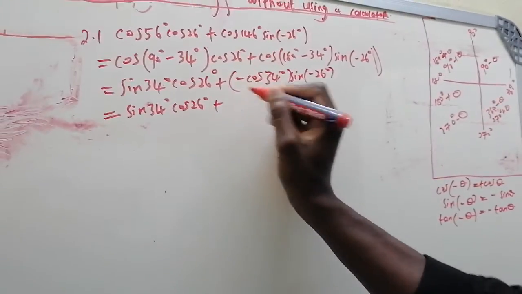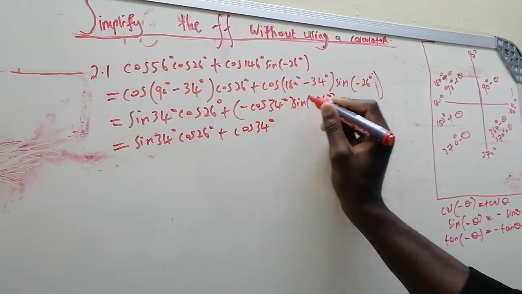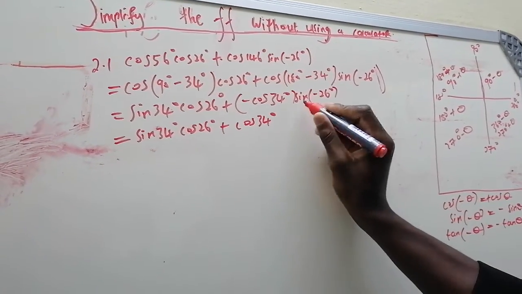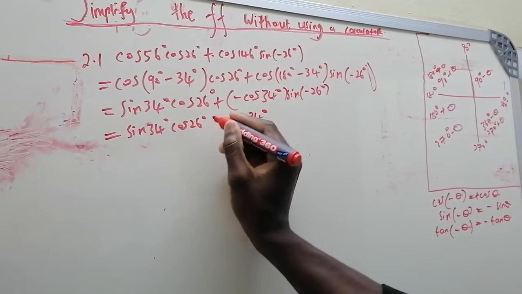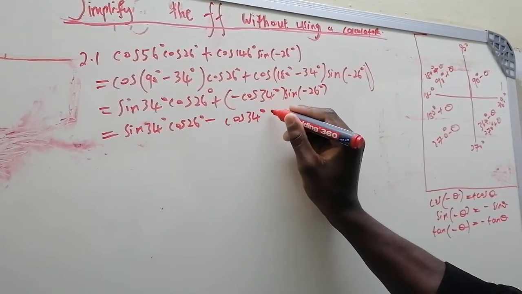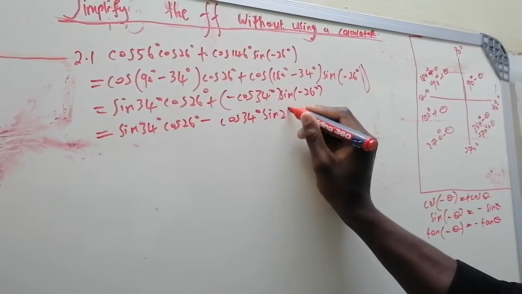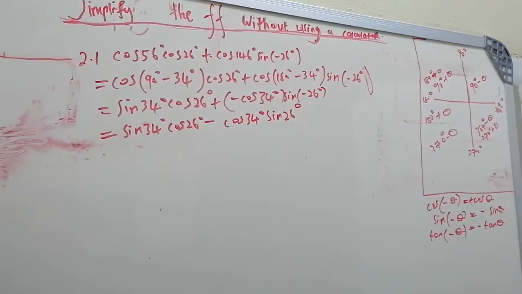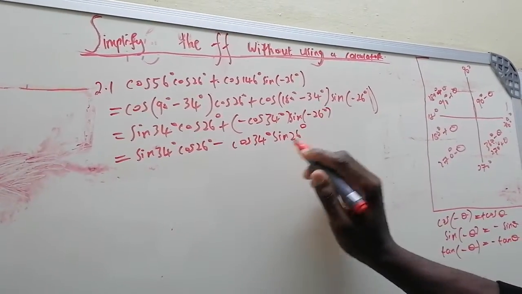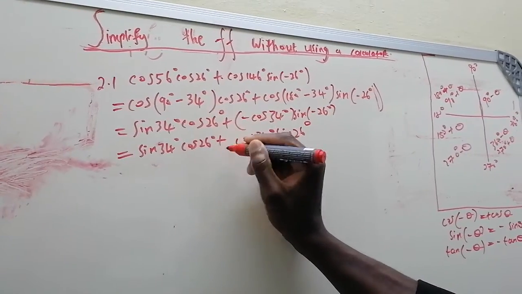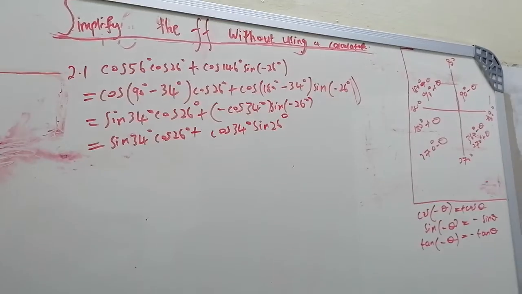Therefore, here we have positive cos 34 degrees, then sine is negative, therefore the sign will change, and we have sine 26 degrees. Oh, I'm missing something here. Negative times negative should be positive, then cos 34 and sine 26 degrees.